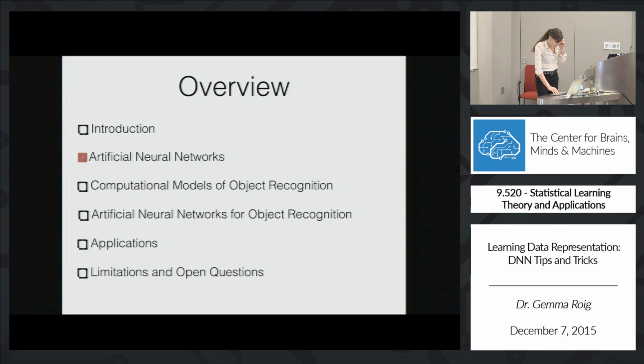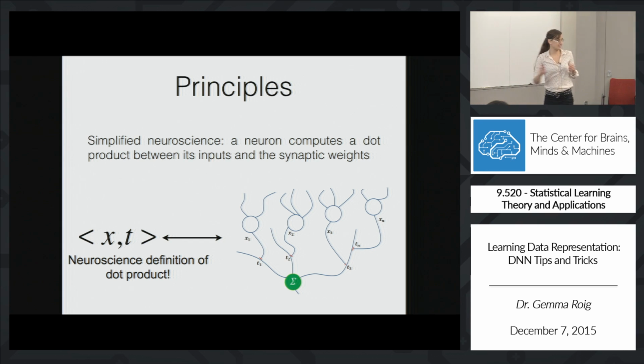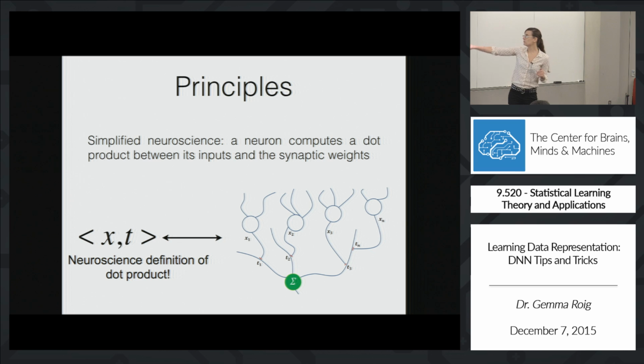Okay. So now I'm going to talk a bit about the artificial neural network. Here is the principle. You already saw this in the last class with simplified neuroscience. A neuron, very simplified, does a dot product between the input and the synaptic weights. Here you see the input, the X, and the synaptic weights in this case are the T. And then you have the response of the neuron, which is the dot product. So how much, for instance, the input resembles the synaptic weights, with this similarity measure.